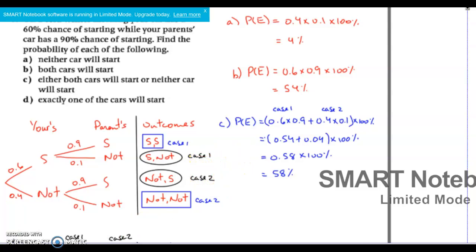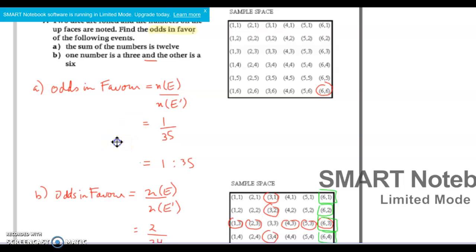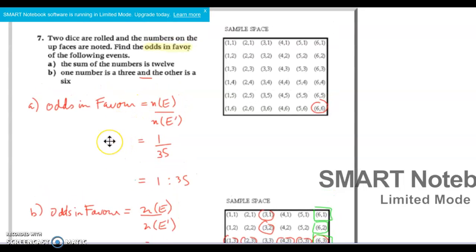Okay, so I'm whipping through this because I'm short on time. This is my little mistake there. The sum is 12. These are easy. Okay, so except for we're talking about odds. I'm sorry, they're not easy because we're talking about odds.